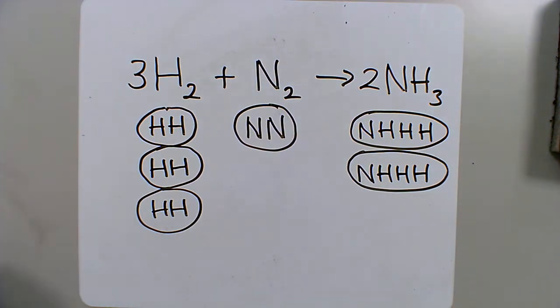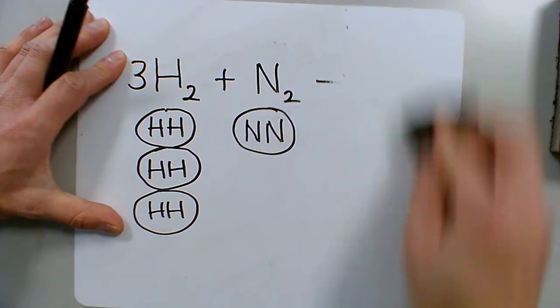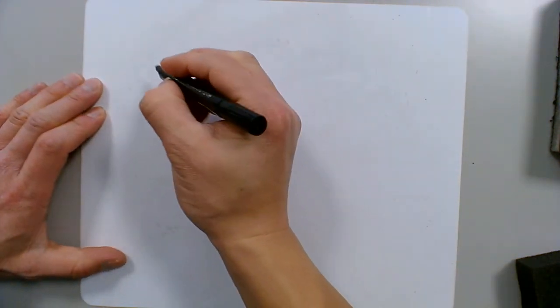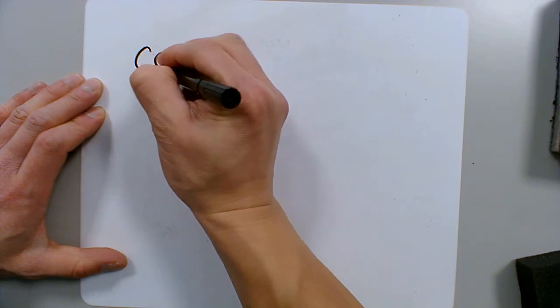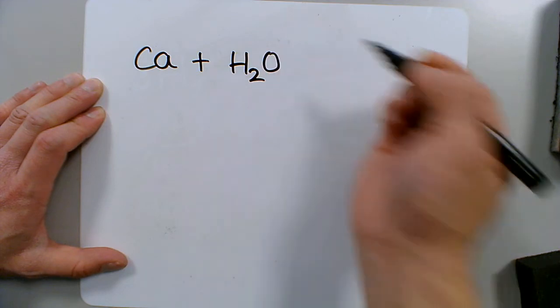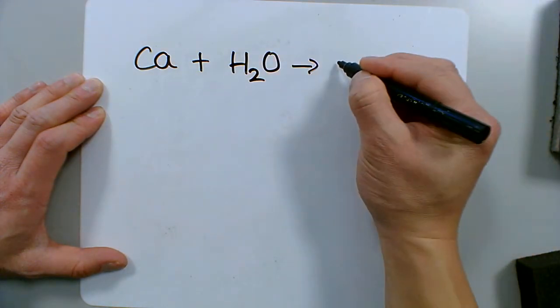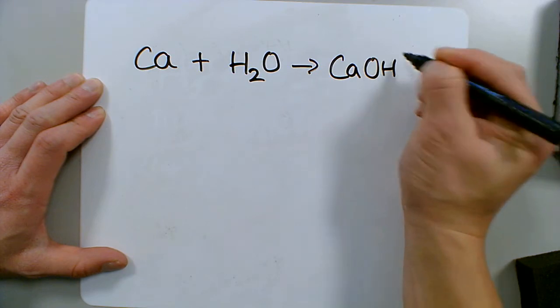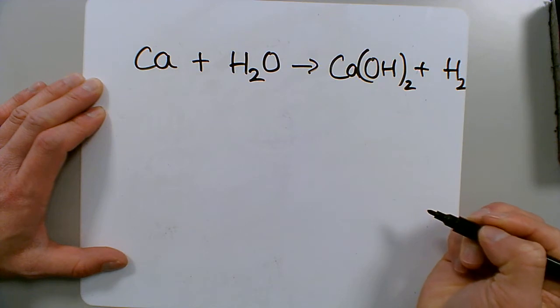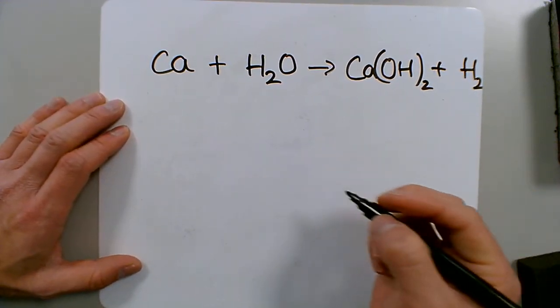Okay, so that's quite a nice one to get started. What we're going to do is have a go at a different one. Let's just rub this out. Okay, let's have another go. So we start with, let's say, calcium plus water produces calcium hydroxide and hydrogen.